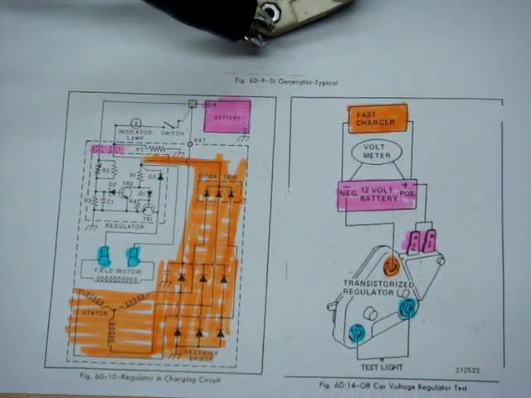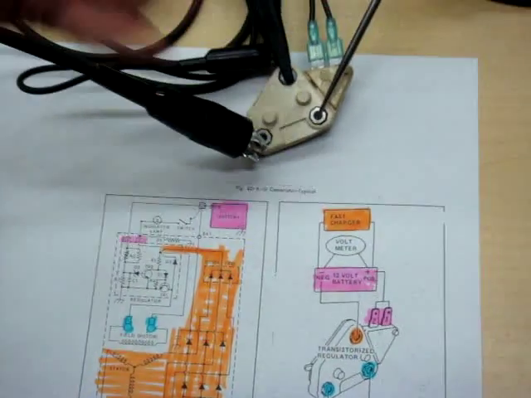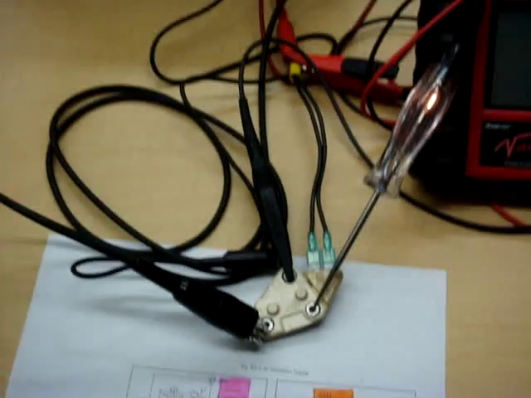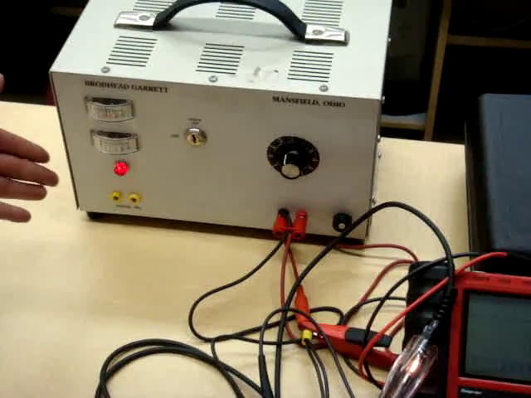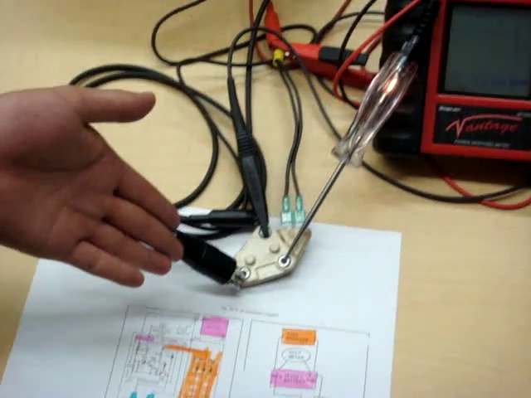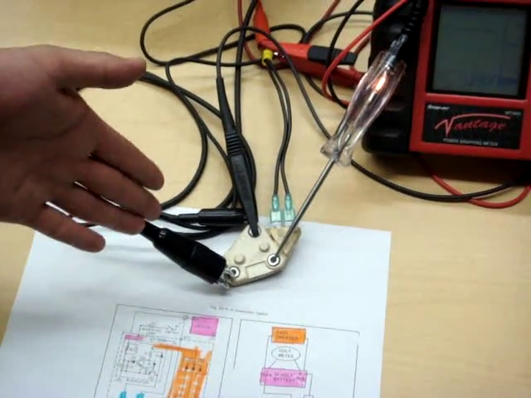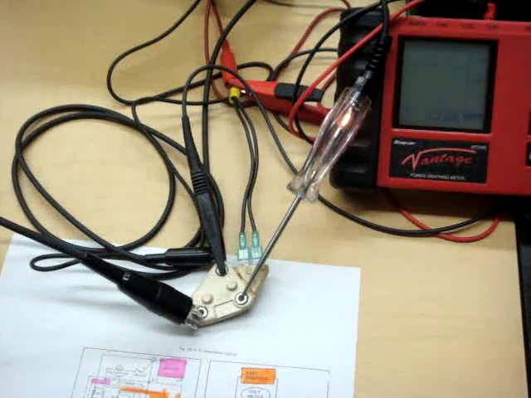Today we are performing a voltage regulator test right over here. As you can see, our regulator is hooked up with our power supply right over here, which is going to simulate our battery and our alternator. Our test light is going to simulate the field or the rotor, which is hooked up into the two connections that lead to our field and rotor.